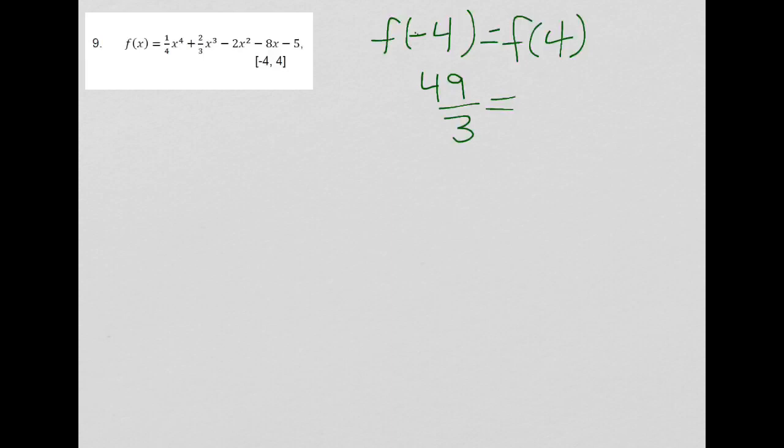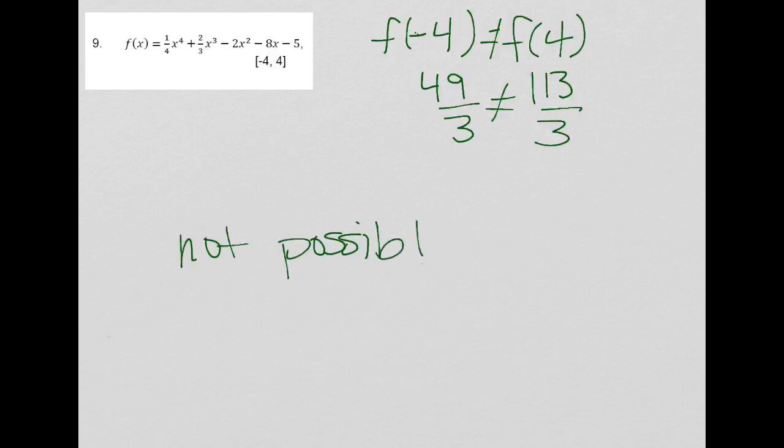Okay, this one is going to be continuous, it's a quartic, it's going to be differentiable. So the question is, does the value at negative 4 equal the value at 4? The value at negative 4 is 49 thirds. The value at positive 4 is 113 thirds. So those are not equal. So it is not possible to use Rolle's theorem on this problem. Could there be a horizontal tangent? Yes, but there does not have to be.